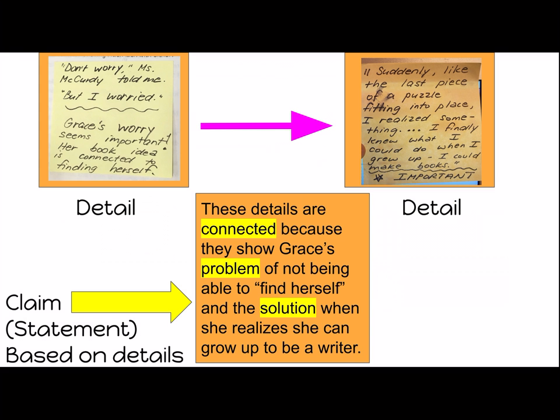Now, we're not quite done because we haven't made the claim about how these details connect. Well, let's take a look at this claim. Here's what I've written. "These details are connected because they show Grace's problem of not being able to find herself and the solution, when she realizes she can grow up to be a writer." My claim has explained how the details are connected. They're connected because they are the problem and the solution.